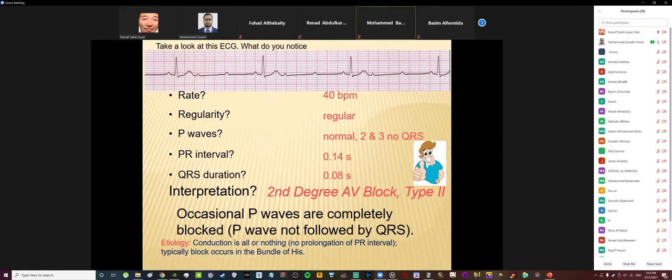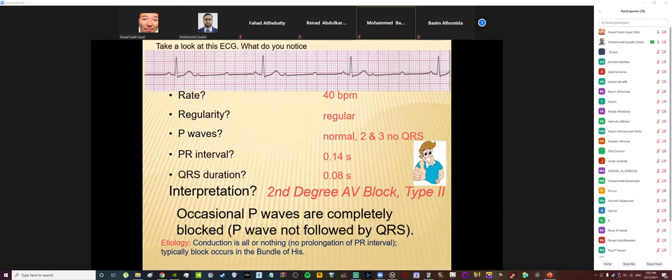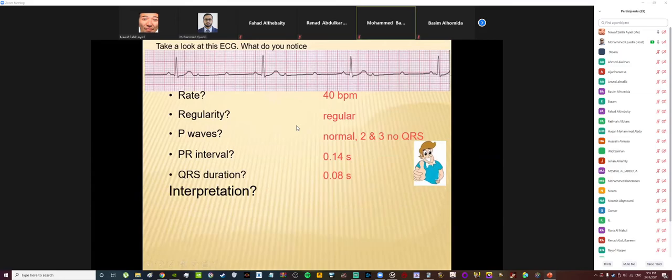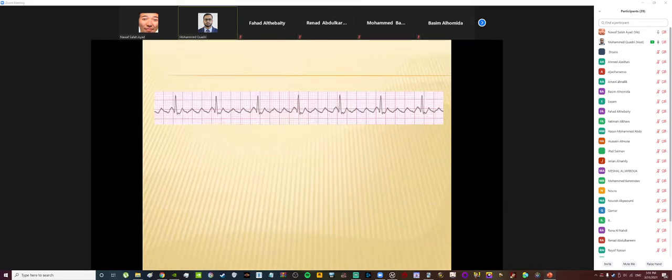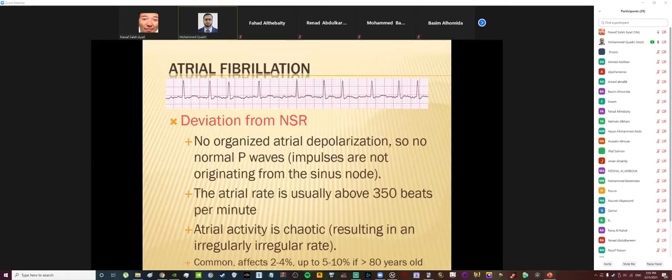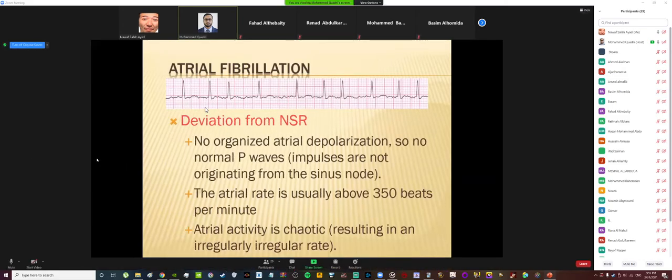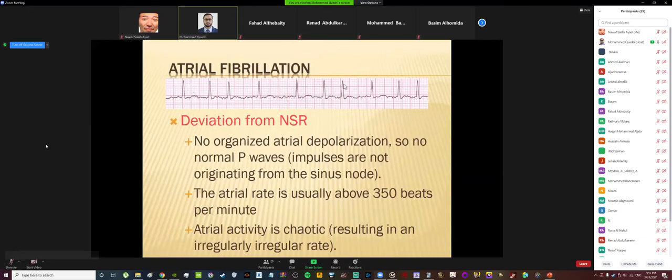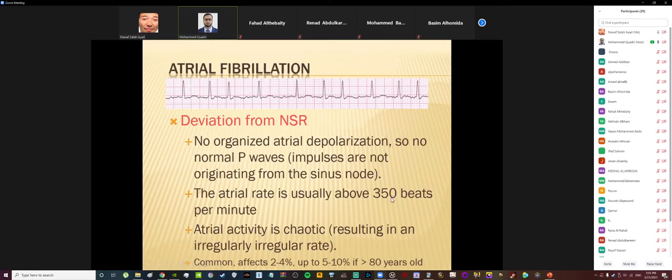Doctor, could you show me the difference between atrial fibrillation and atrial flutter? The only difference I could pinpoint is the regularity, like atrial flutter is regular. In atrial fibrillation, the first and most important thing is the irregular pattern. And here the atrial waves are known as fibrillation waves. If you count the atrial rate, it is above 350 beats per minute.